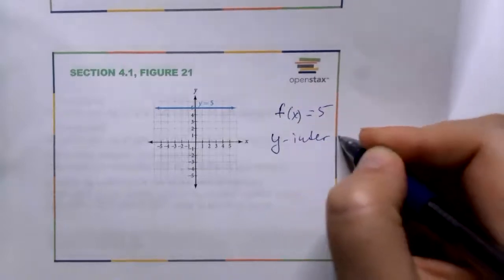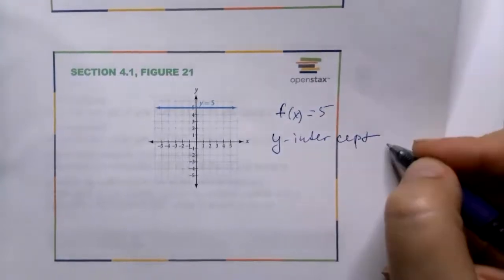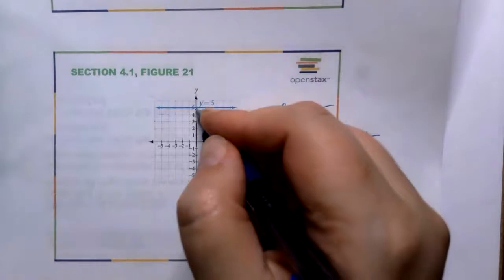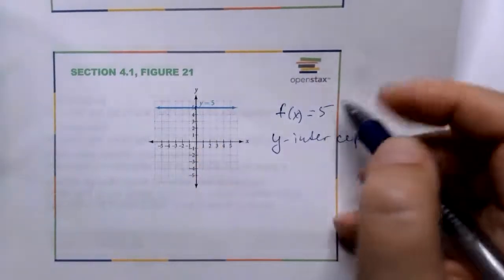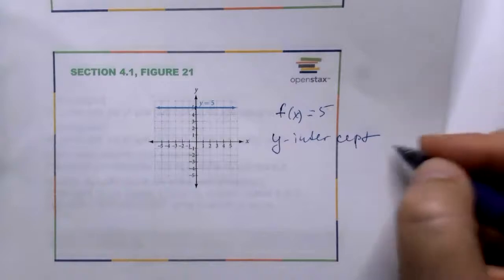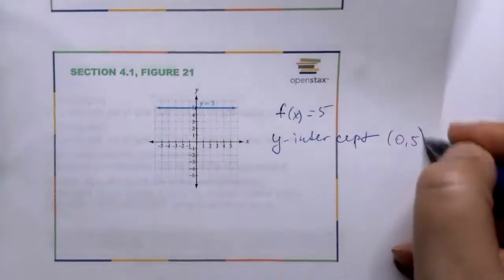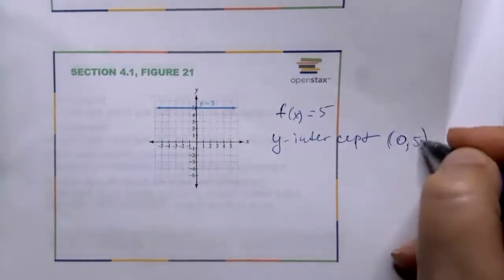The y-intercept is going to be here, and it's whatever the function value is. It's (0, 5). Again, it's a point, so don't forget to include the x coordinate.